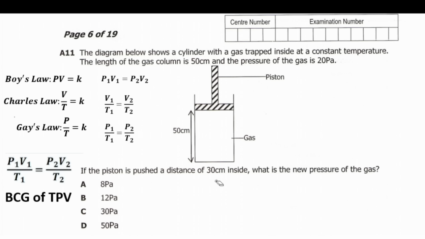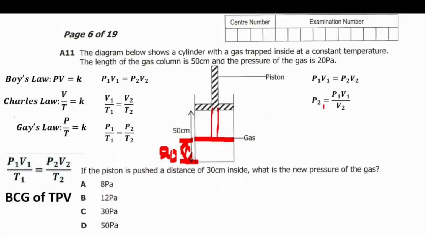So to answer this question, where they are saying if the piston is pushed a distance of 30 centimeters inside, what is the new pressure of the gas? If the piston is pushed 30, for example, up to here, then the length here will be 20. Alright? 50 minus 30 will give 20 centimeters.